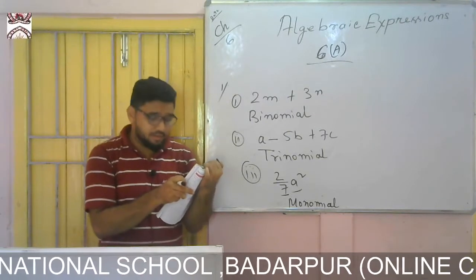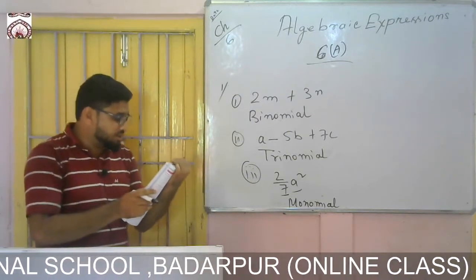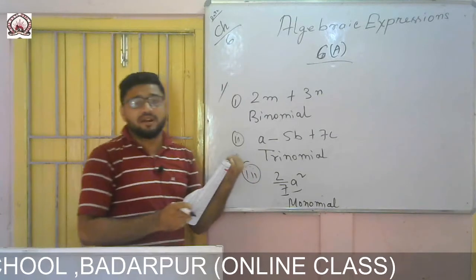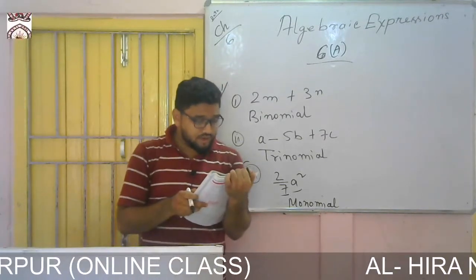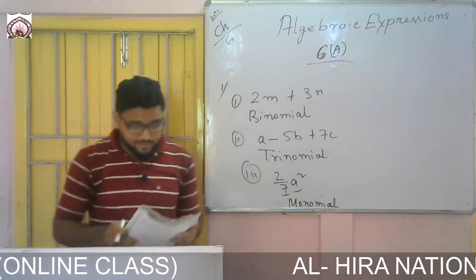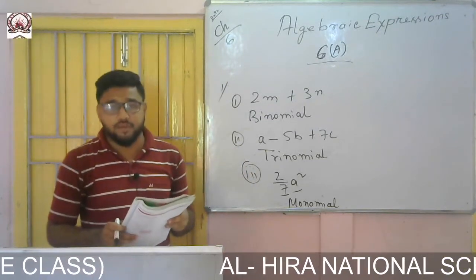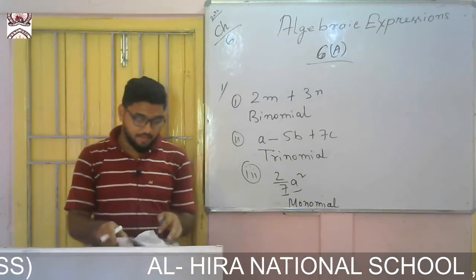Like this you can solve question number 4 also. It is binomial, because 5m square minus 4 is a binomial. Number 5 will again be a trinomial. So you practice at your home. 7a square plus 2b square minus 4ab will be a trinomial. And number 6 also is a trinomial, because 3 terms are there.